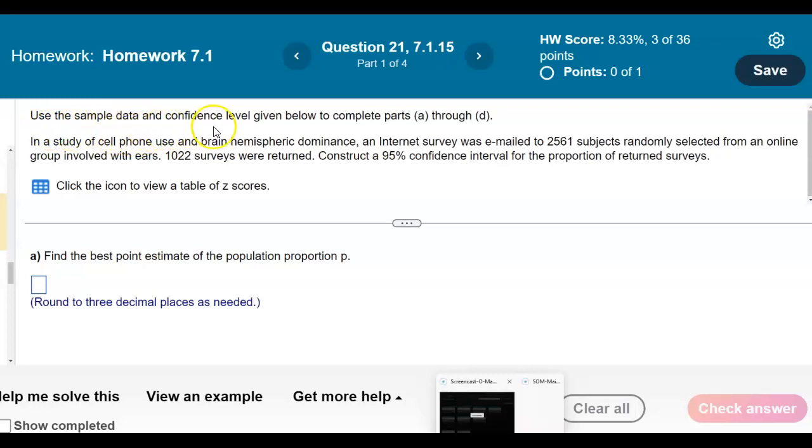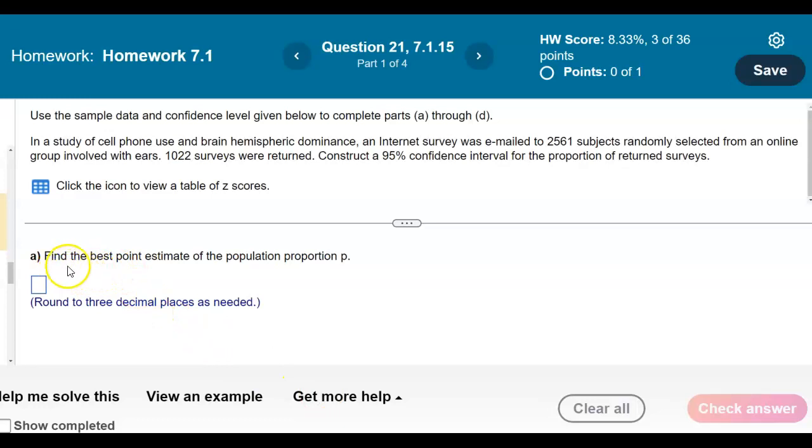Use the sample data and confidence level given below to complete parts A through D. In a study of cell phone use in brain hemispheric dominance, an internet survey was emailed to 2,561 subjects randomly selected from an online group involved with ears. 1,022 surveys were returned. Construct a 95% confidence interval for the proportion of returned surveys.